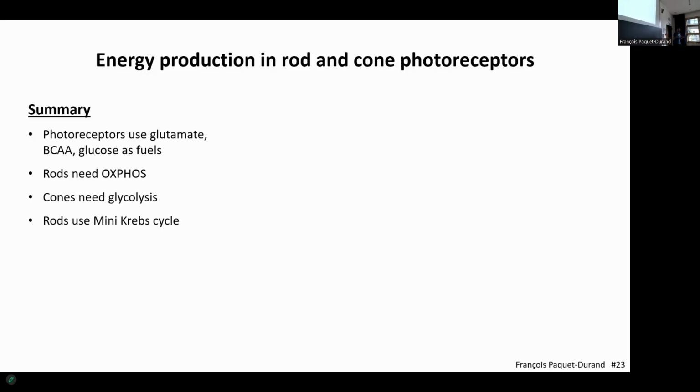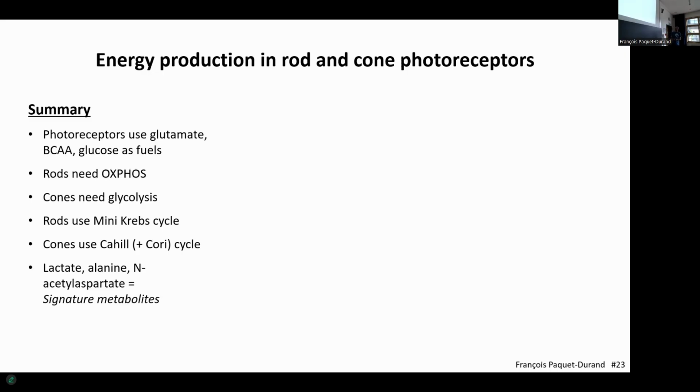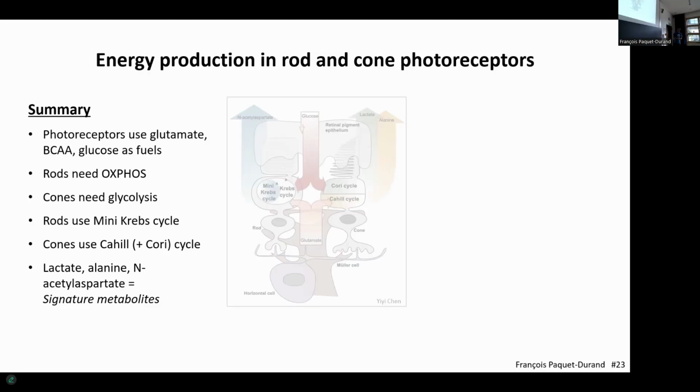Rods, from the data that we have so far, seem to be using the Mini-Krebs cycle. We should be a little bit careful about this. It could also be in cones. Cones are more likely to use the Cahill cycle, and the Cori cycle they could also use. A key point is perhaps that lactate, alanine, and N-acetyl aspartate are signature metabolites, so that when you see them, you know what kind of metabolic pathway is running, under what condition.